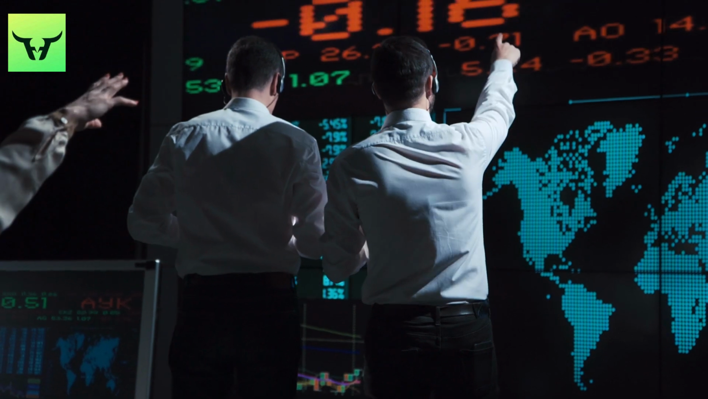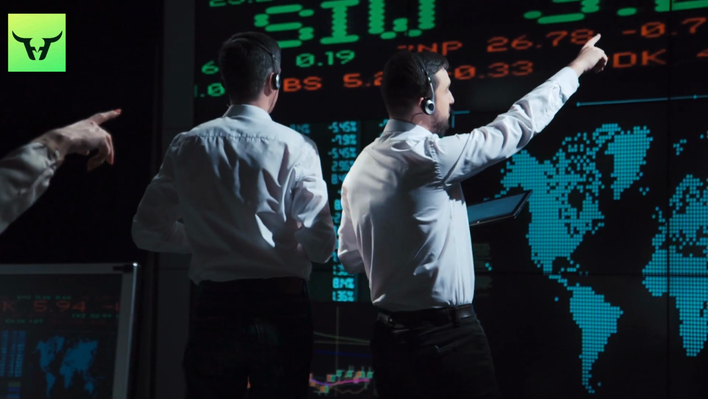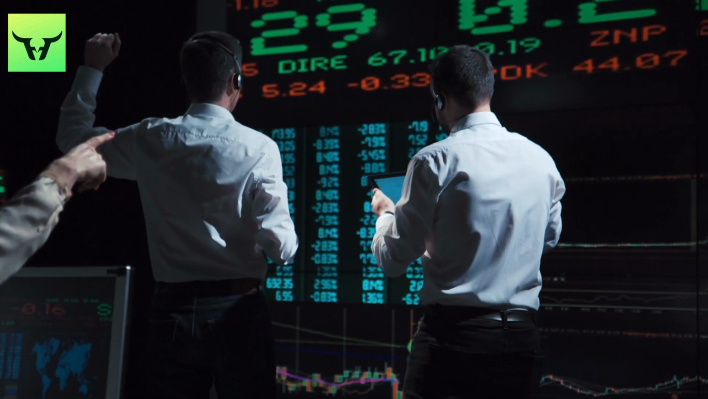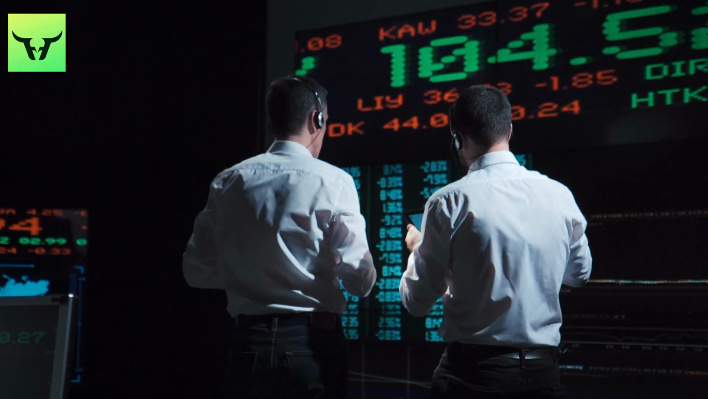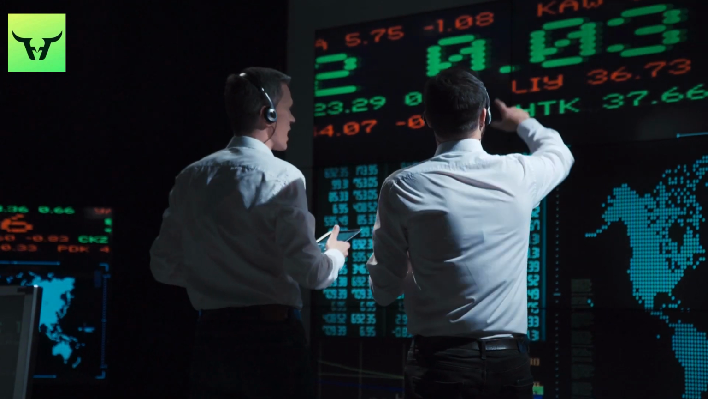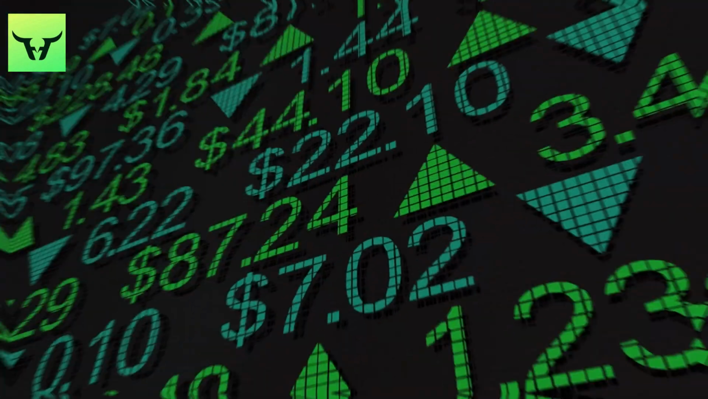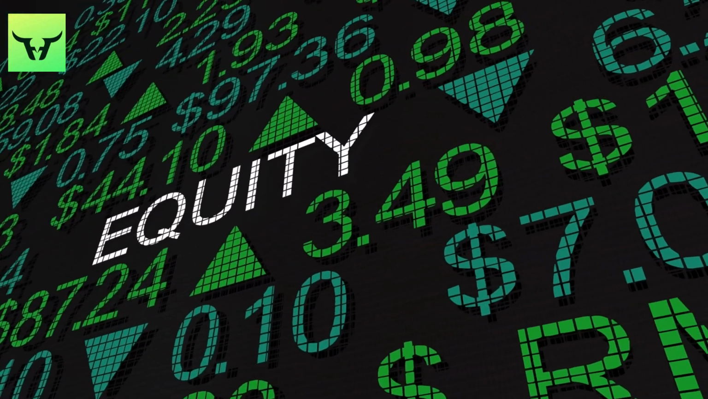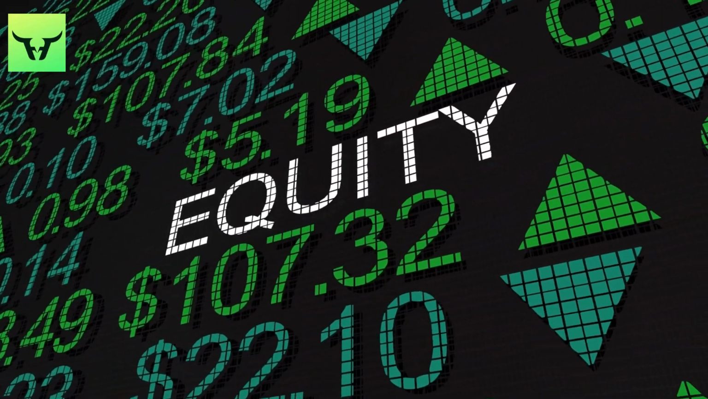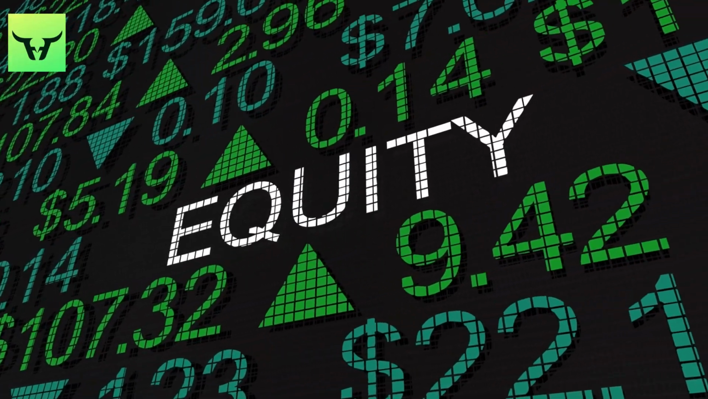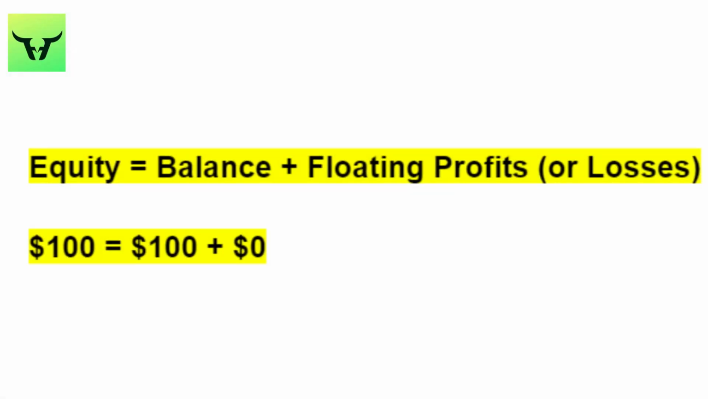Step 3. Calculate used margin. Aside from the trade we just entered, there are no other open trades. With only one open position, the used margin is equal to the required margin. Step 4. Calculate equity. Assume the price has moved slightly in your favor and your position is now trading at breakeven, meaning your floating PL is $0. Now, let's compute your equity. You currently have $100 in equity in your account.